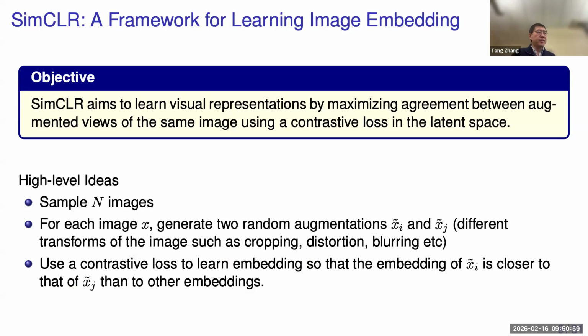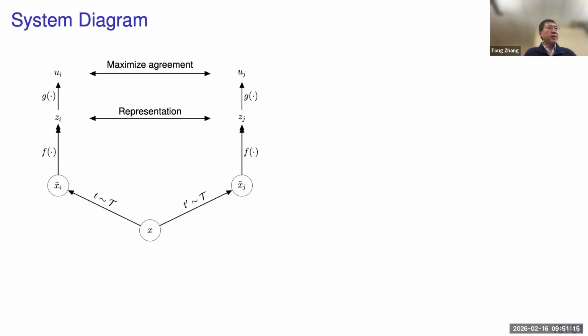So use a contrastive loss to learn an embedding so that the embedding is closer to that one than to the others. This is just the text description mapping to the previous slides, which were more of a visual illustration. This is essentially the same thing. And again, here is the actual system diagram. This introduces a little bit of G now. We could start working with F directly.